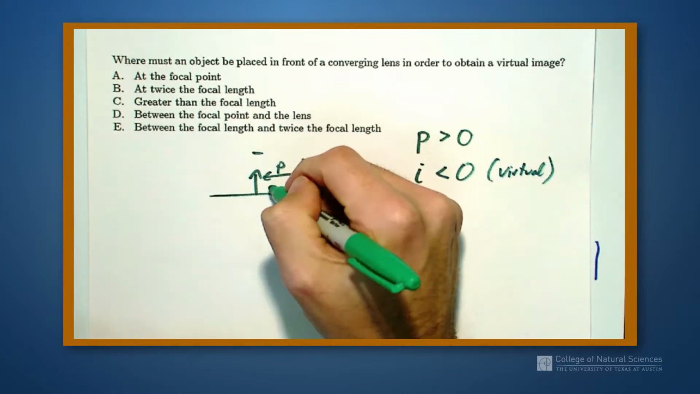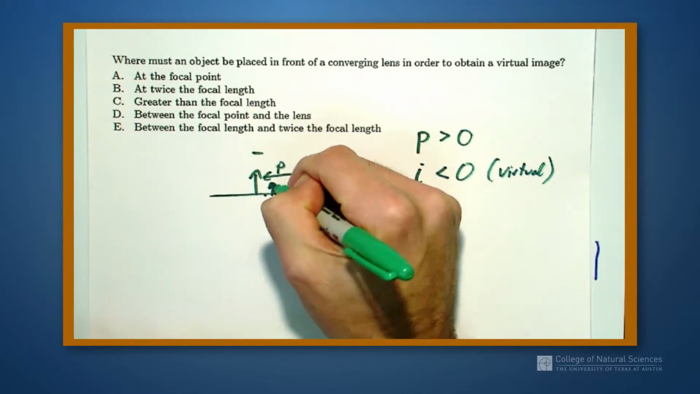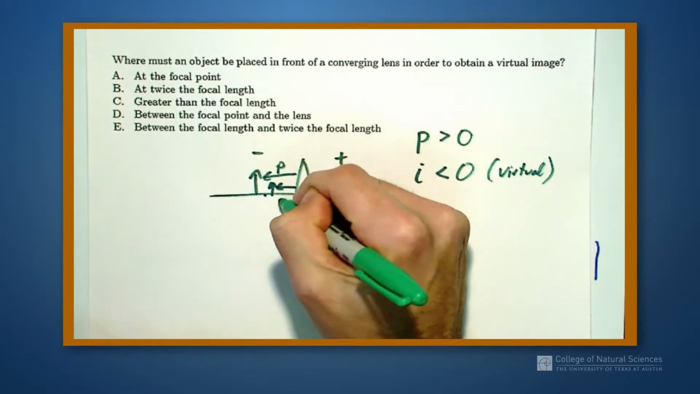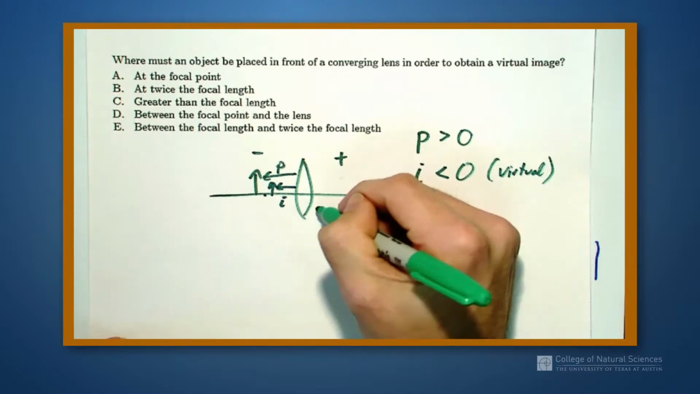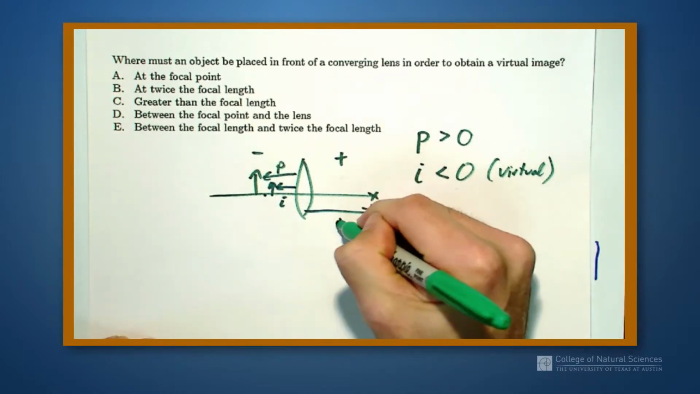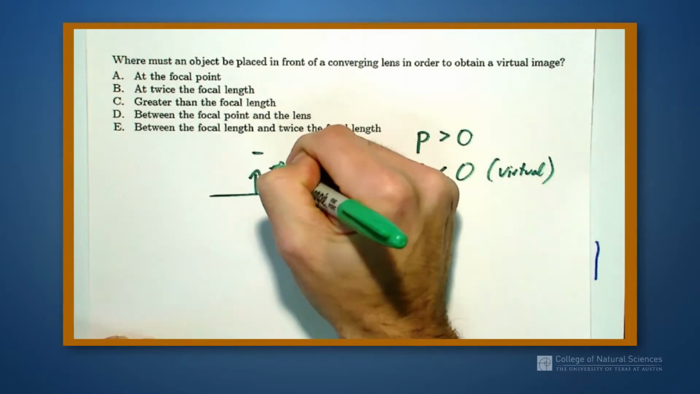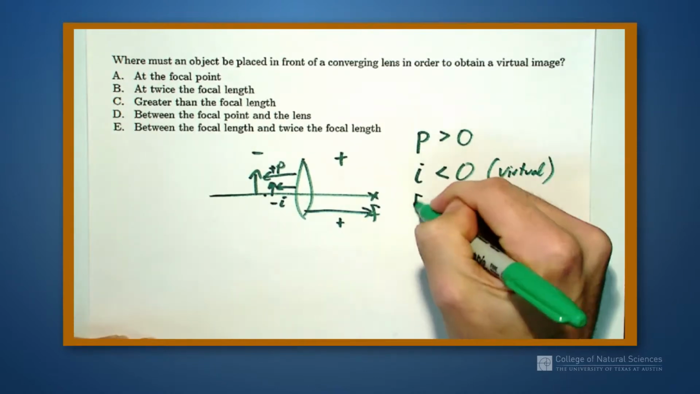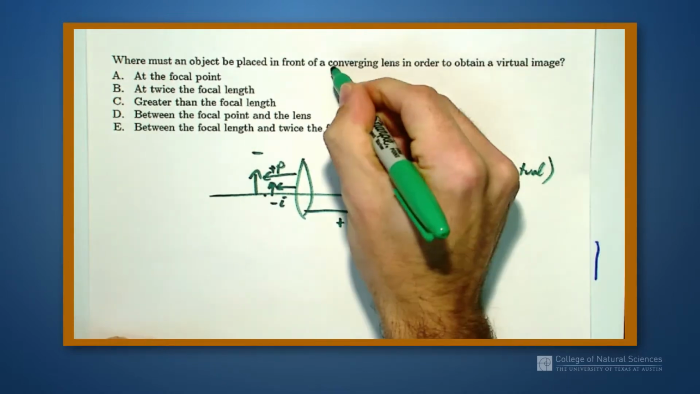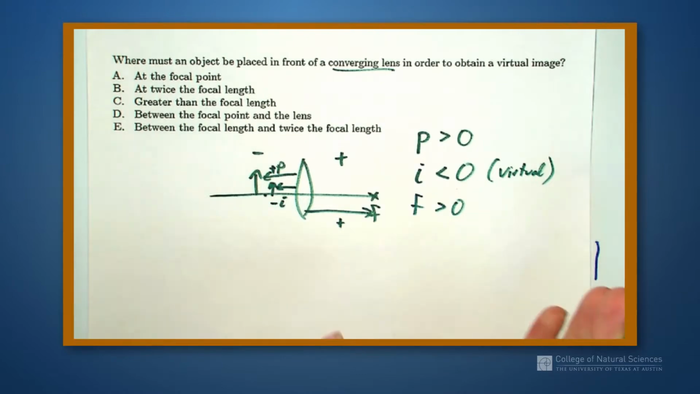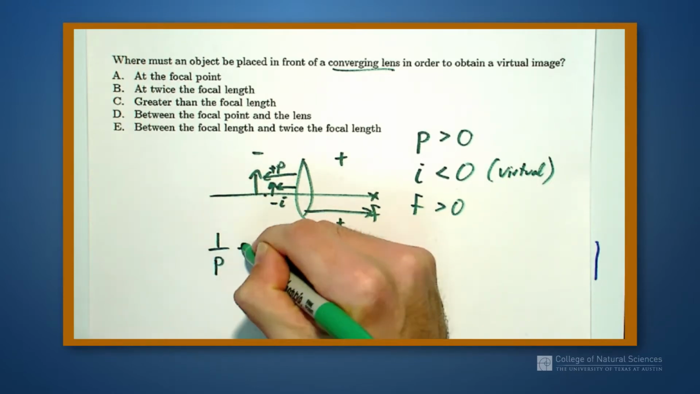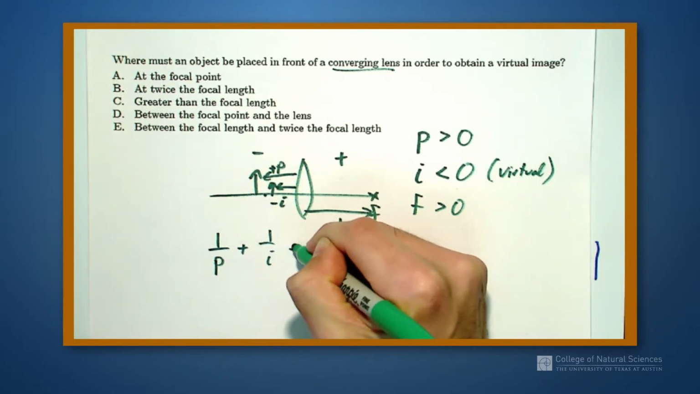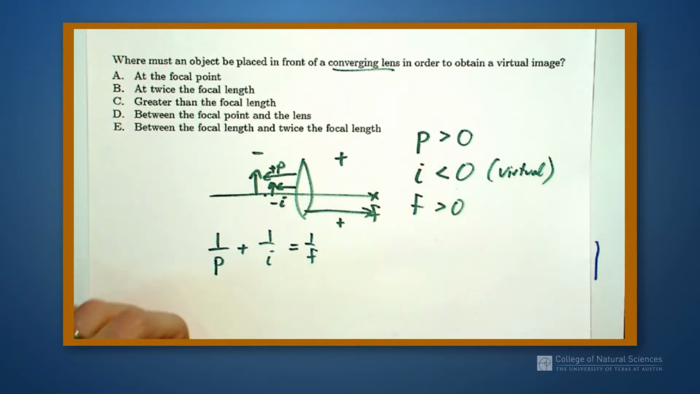So our image is actually going to be somewhere over on this side. So our image is going to be a negative value, and that's actually the key. And we know that our focal length is a positive value. Our focal length is greater than 0 because we have a converging lens. The light rays will converge together or come together. So when we look at our formula that we use to solve these problems, we have 1 over P plus 1 over I is equal to 1 over F.